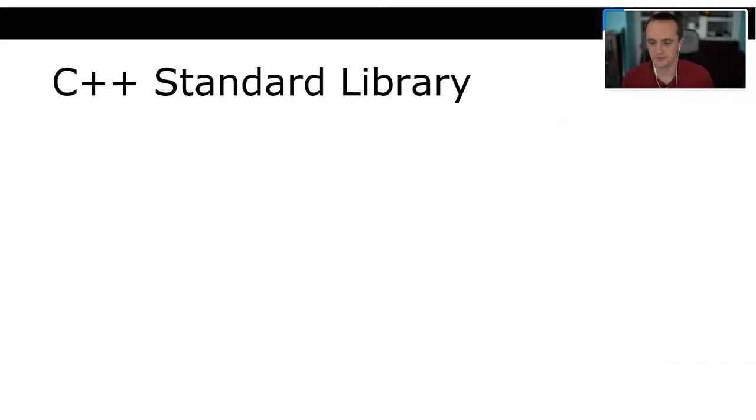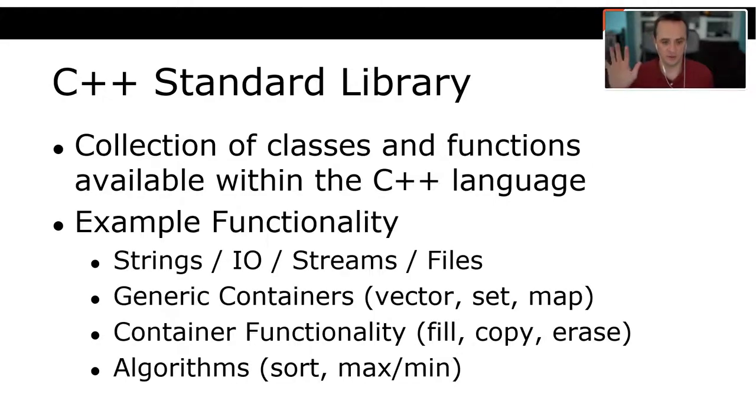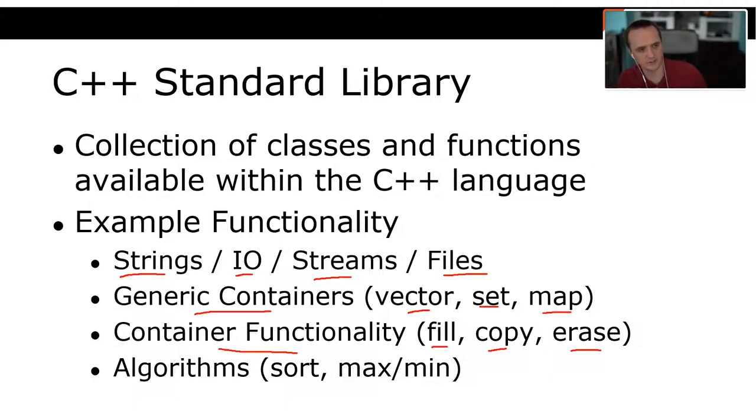Okie dokie. So the C++ standard library, or the STL. This is a collection of classes and functions available within the C++ language. Some example functionality that you get from the STL: you get strings, you get input-output streams, files, generic containers, so things like vectors, sets, and maps, they all work the same as they do in Java in terms of how you would use them. Container functionality, so you can fill containers, copy them, erase them. You also get all sorts of algorithms, and as you go into C++ 11, 17, 20, you get more and more algorithms. So you can sort your collections, you can do max and min and all sorts of cool stuff.